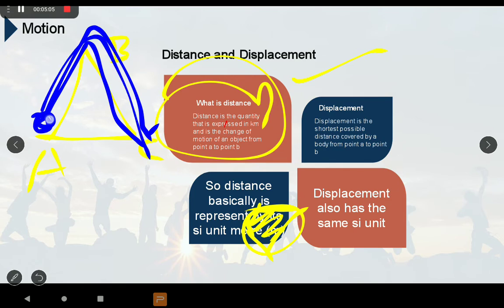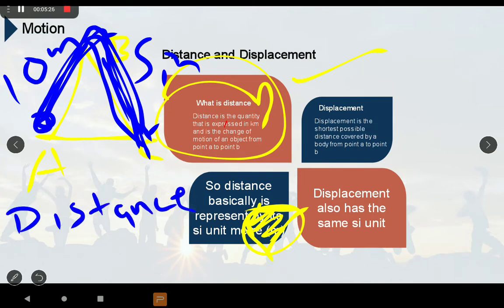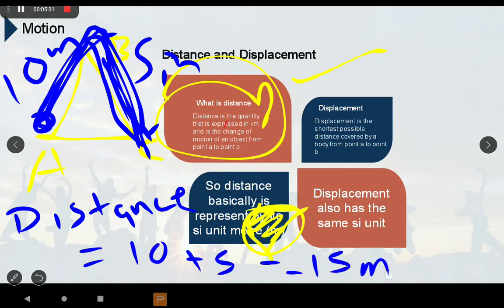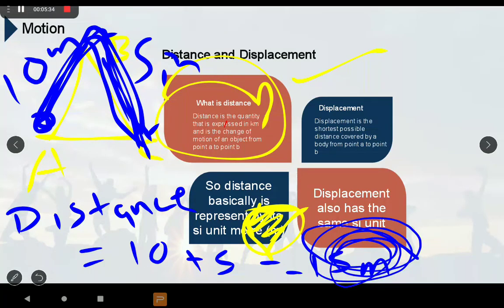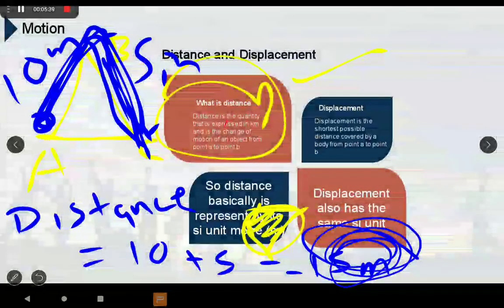So he will travel from point A to point B, which is 10 meter, and from B to C, which is 5 meter. And now we have to find his distance so that we can understand distance more easily. Distance will be equal to 10 plus 5, which is equal to 15 meter. So Raman has covered a total distance of 15 meter so that he can go to point C.